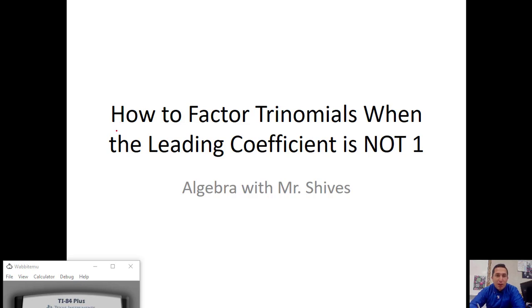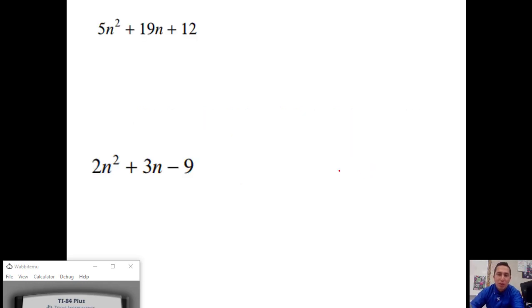What's up? Today you're going to have to figure out how to do these trinomials when the leading coefficient is not 1. Before we did it when it was 1 and it was super easy, but now it's not going to be 1. It takes a little bit more things to think about, but it's still doable. So without further ado, let's go. First problem is 5n squared plus 19n plus 12.